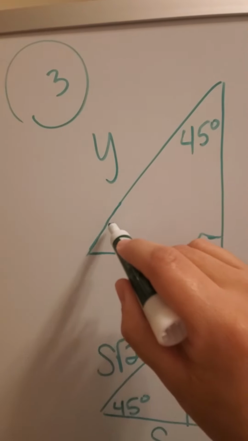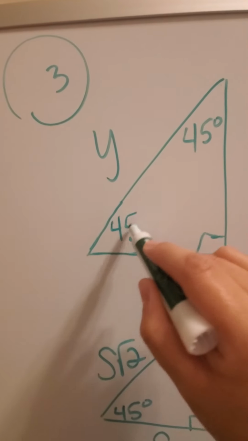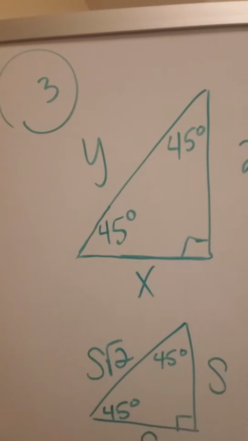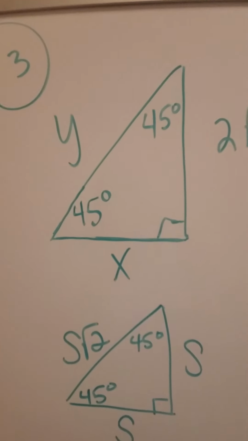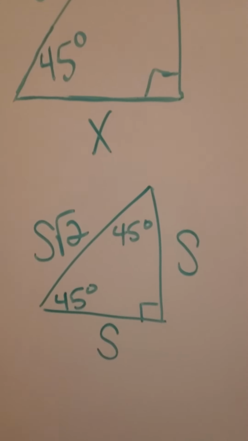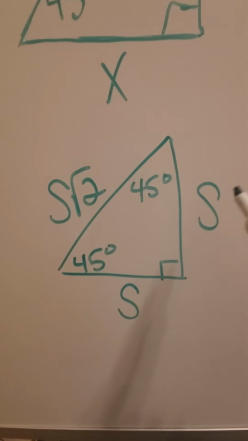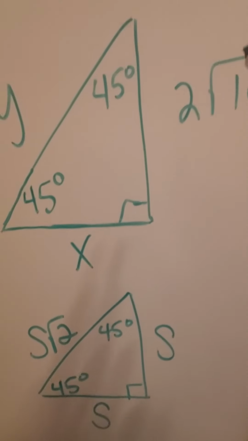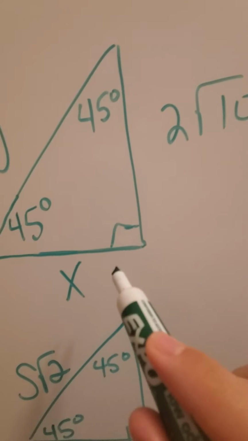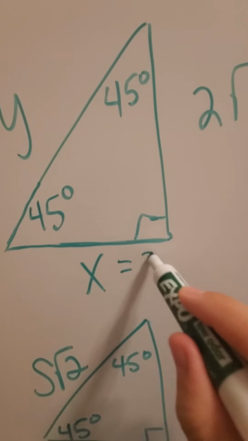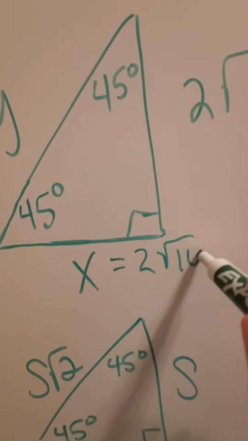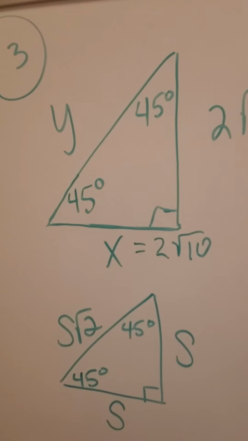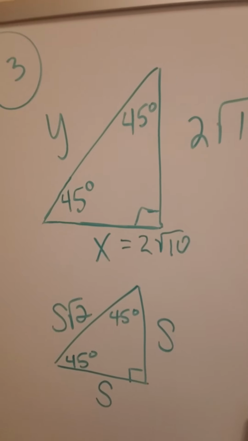This will make this 45, because I know the three angles of a triangle always add up to 180, okay? And here's my rule on a 45, 45, 90. Whatever length this side is, this is the same. So if I look back up here, if this is 2 square roots of 10, then x has to be 2 square roots of 10. It's going to be the same, because the legs are going to be the same length. I know they don't look like it in my picture. I'm sorry.